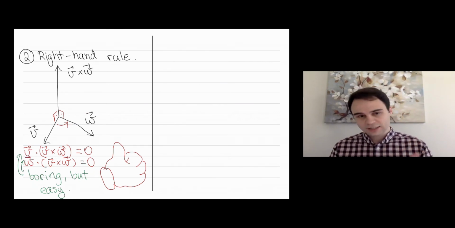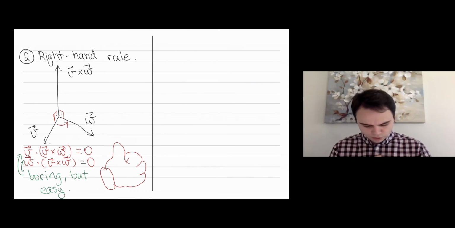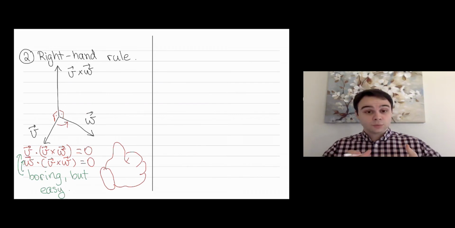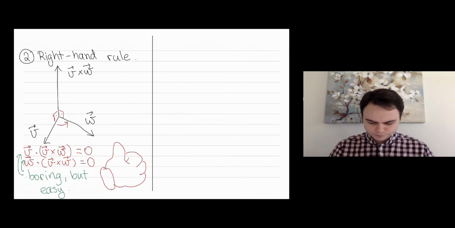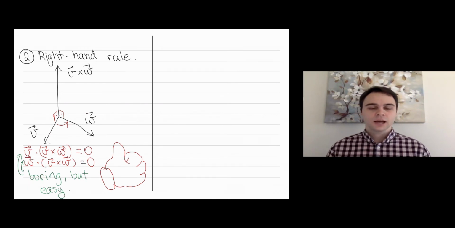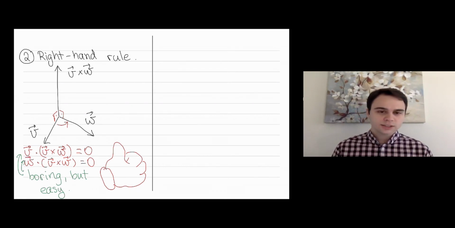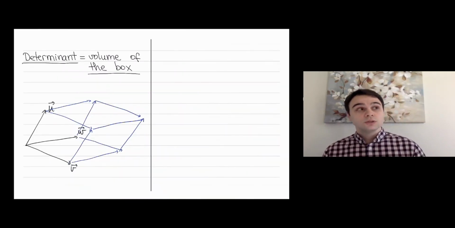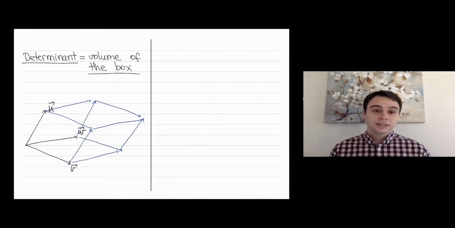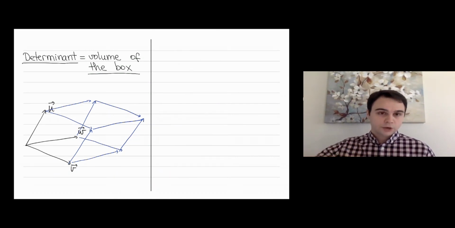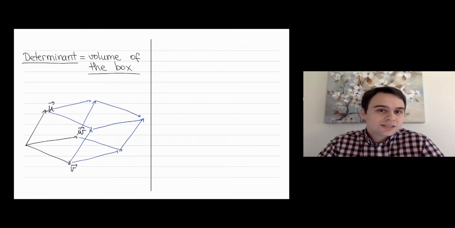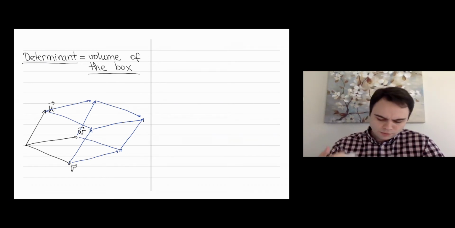The hard fact, which I'm really not discussing here, and I'd be glad to talk about it during office hours, is that the right-hand rule gives you the correct direction. Okay, so this is what we'll need about the dot product and the cross product. Now let me tell you about determinants. The length of the cross product has that nice interpretation as the area of a parallelogram. The determinant has a similar interpretation, but it's in terms of the volume of a box.